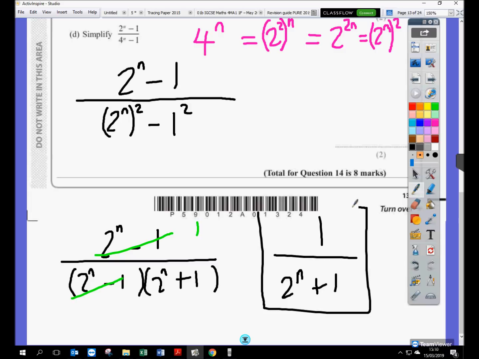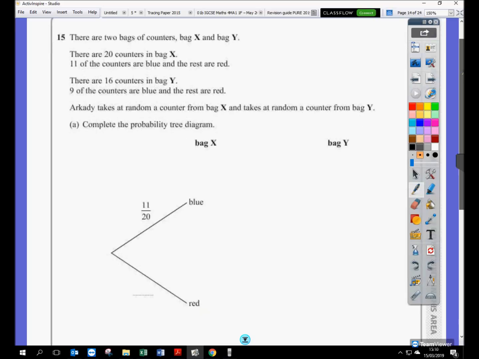It's quite tough. In the examiner's report, this question was one of the least well answered questions on the paper. Next question.